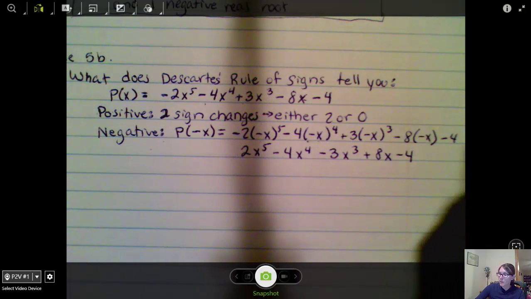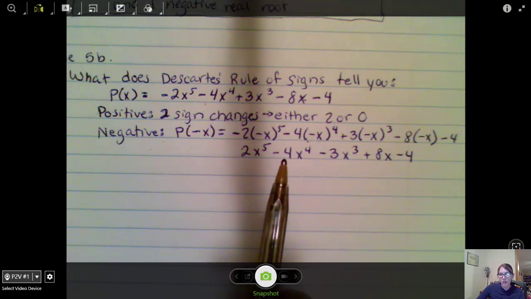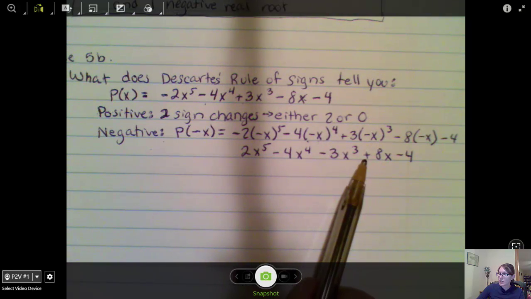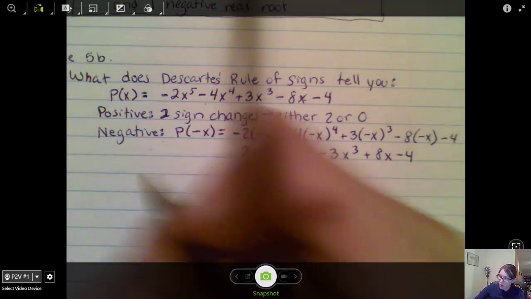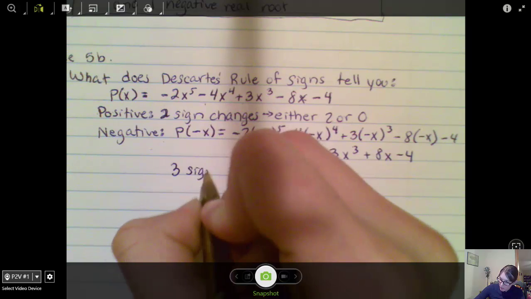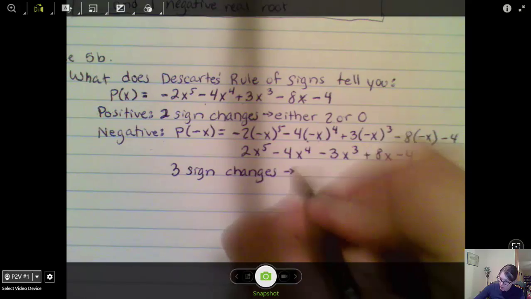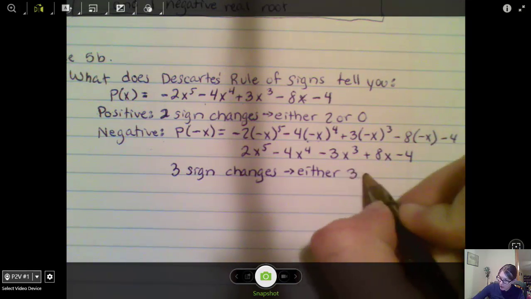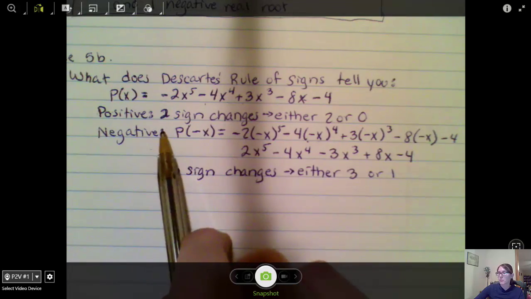Let's count up our sign changes now. We start off positive. Then we go to a negative. That's one sign change. We're negative again. We go positive. That's our second sign change. And we finally end with an odd number. So we have 3 sign changes total. Which means we have either 3 or an even number less. We have either 3 or 1 negative real roots.